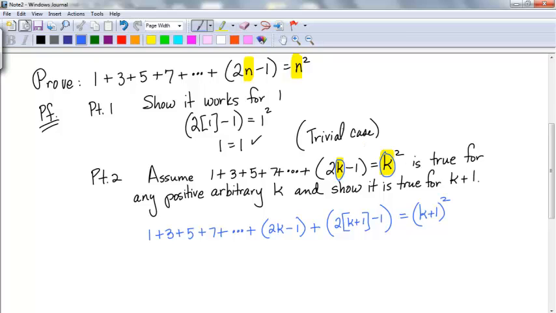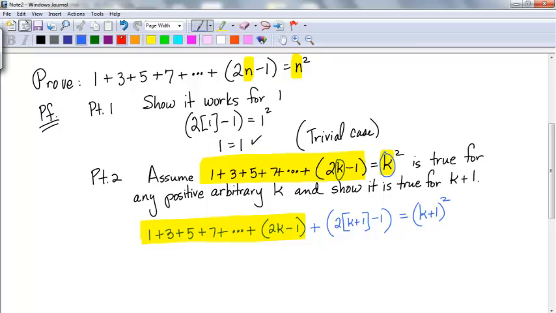So on the left side, we just put in one more term. Okay, we put in that term. And on the right side, we just substitute everywhere you see a k, you put in a k plus 1. Okay, now, if you look, this whole thing is equal to what? k squared. Isn't this the same?